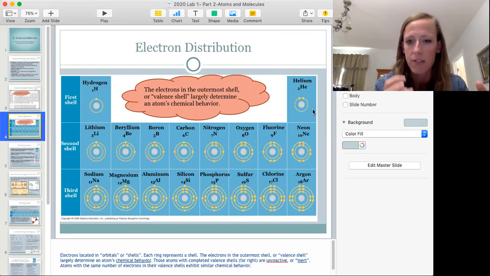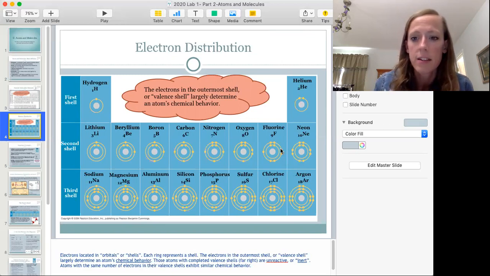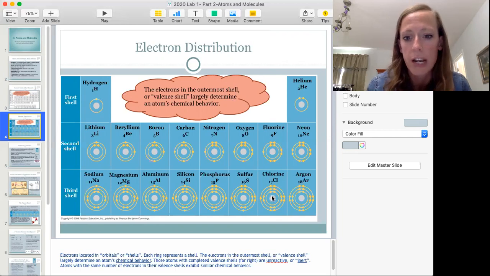There's not a lot of reactivity. So anything that has a complete valence shell, which is characteristic of this final column, all of these, helium, neon, argon, and so forth, they have complete valence shells in this column. And so these are going to be very unreactive, or what we call inert elements. So they don't react very readily. This is completely opposite for those elements that have either just 1 electron in the valence shell or an almost complete valence shell, such as fluorine and chlorine.